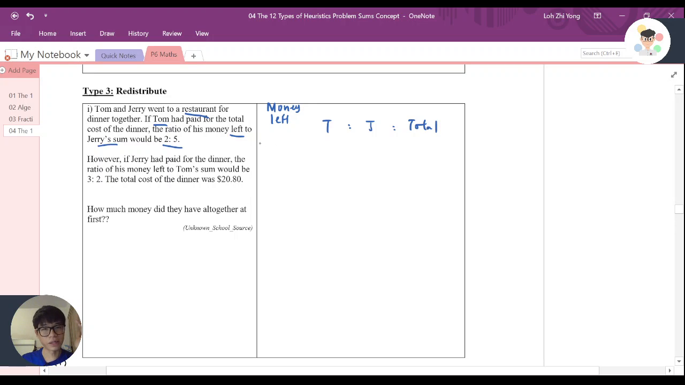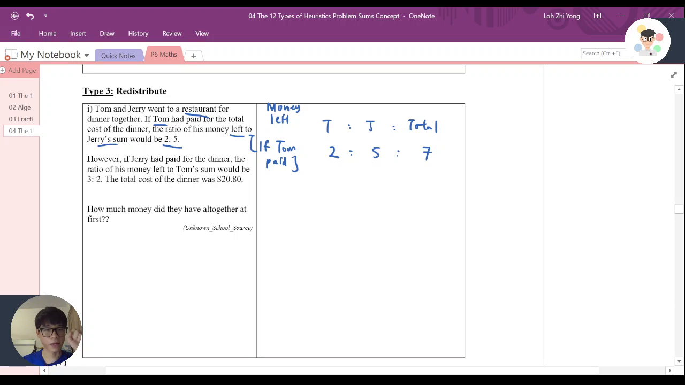Now, if Tom pays, this is what happens. If Tom pays, Tom has 2 left. Jerry, I can say left, basically what he has left is 5. And the total will be 7 units.